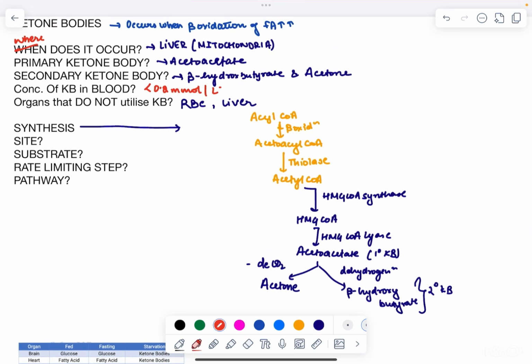Then remember that the rate limiting enzyme is HMG CoA lyase. The site, I told you, is the liver mitochondria. The substrate is acetyl CoA. Then the rate limiting enzyme is HMG CoA lyase. Okay, the pathway we have done.